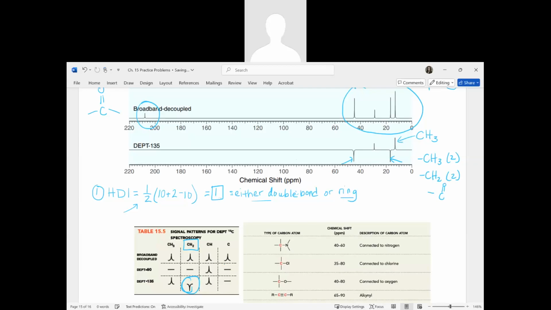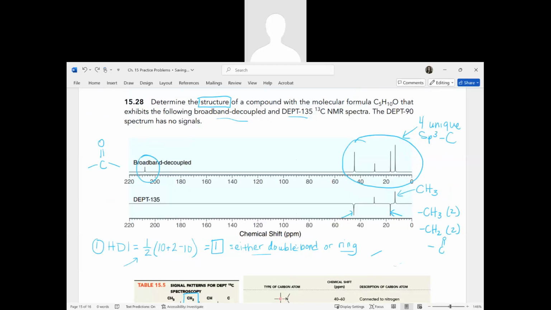We can start to construct our structure. And we know that we need some lack of symmetry. So let's start to draw a proposed structure here and see if it makes sense. Say I proposed this structure here that had this high degree of symmetry. We would only produce 3 signals and not 4.